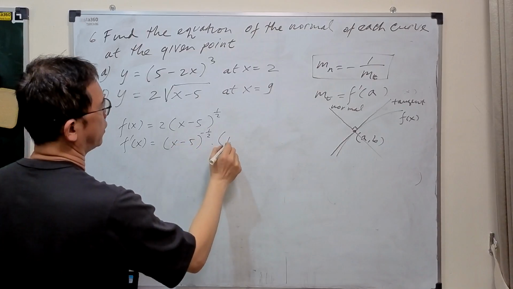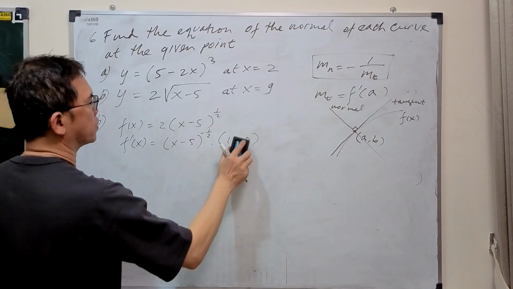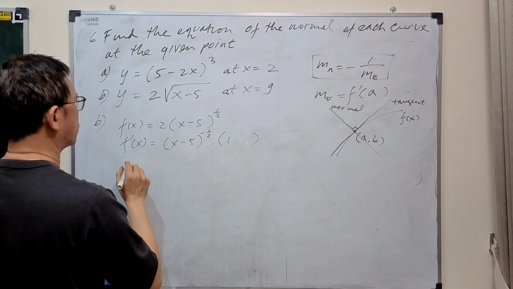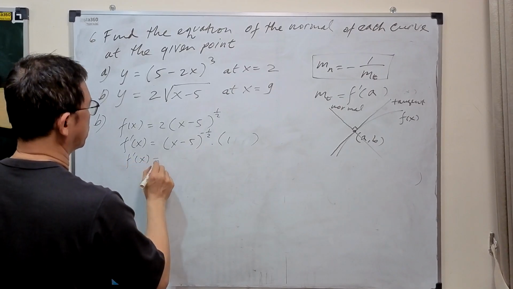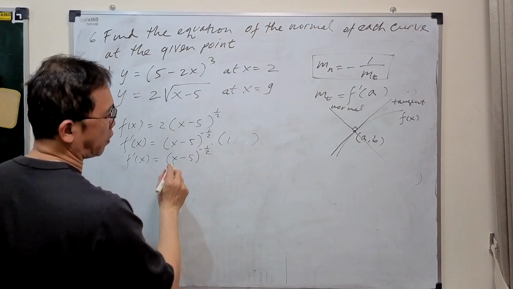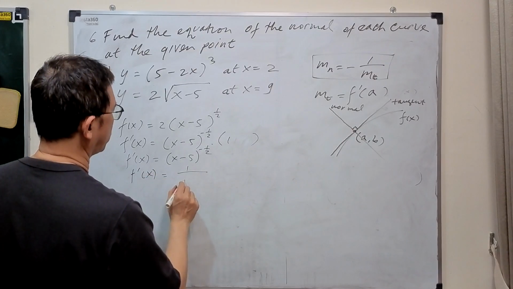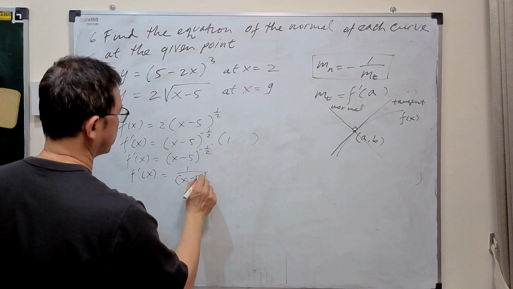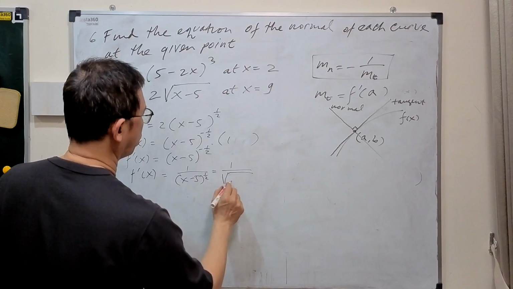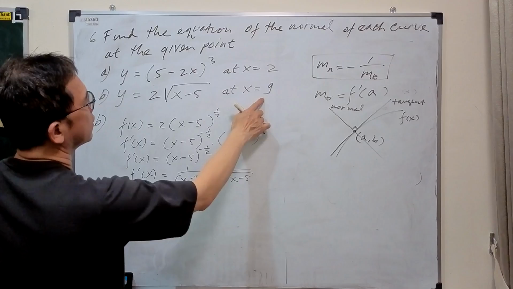The derivative of x is 1, the derivative of 5 is 0. 1 minus 0 is basically 1, so 1 multiplied to the front. So it's basically (x minus 5) to the power of negative half, which we can write as 1 over (x minus 5) to the power of half. We can also express this as 1 over the square root of (x minus 5).